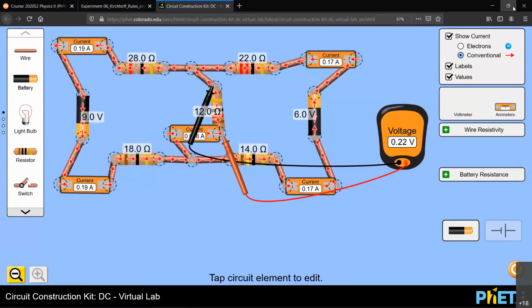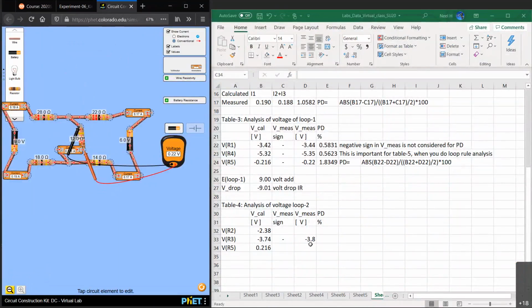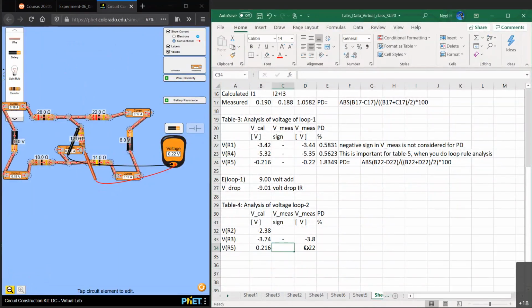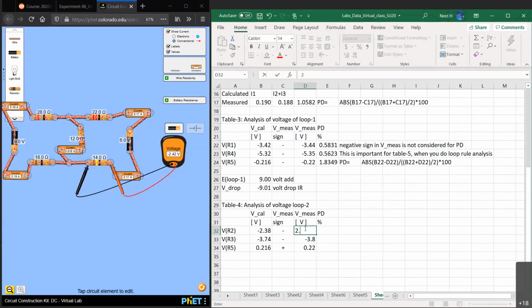That's what I was explaining earlier, which means this one is actually positive 0.22. So this one should be with the positive sign. So that's our relative sign for the Kirchhoff rule. Okay, let's measure the last one now, resistor number 2. Negative 2.42, negative sign, 2.42, which is also negative.